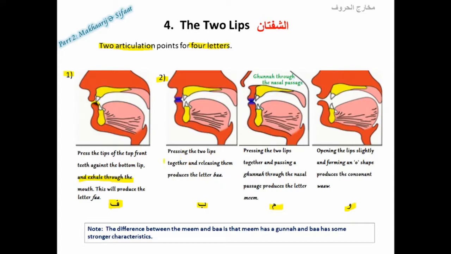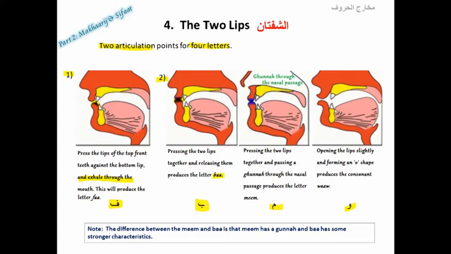And going on to the second articulation point, the first letter, ba. Pressing the 2 lips together and releasing them produces the letter ba. Pretty simple, but what mistakes can happen is if we include a little bit of air in this, because ba has a quality of imprisoning air. There's no air that releases with ba. It's a strong letter, very strong makharij.